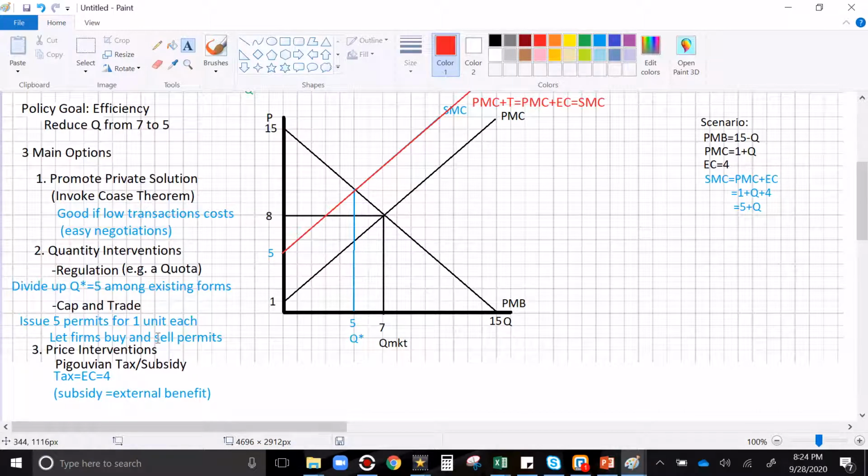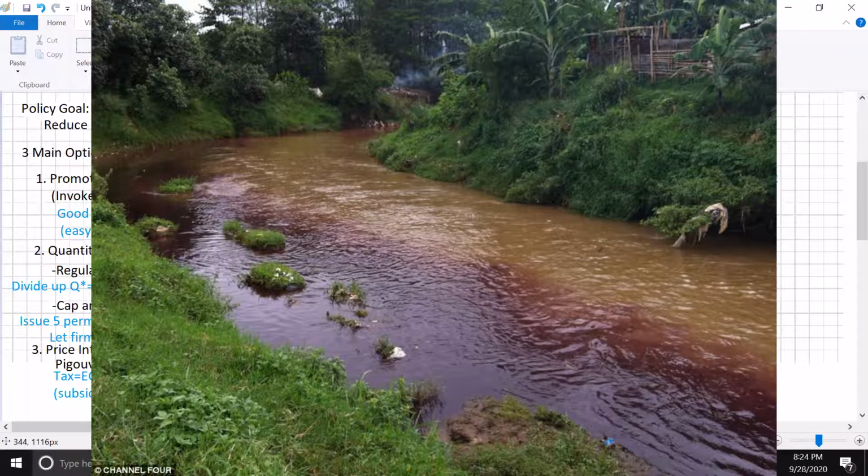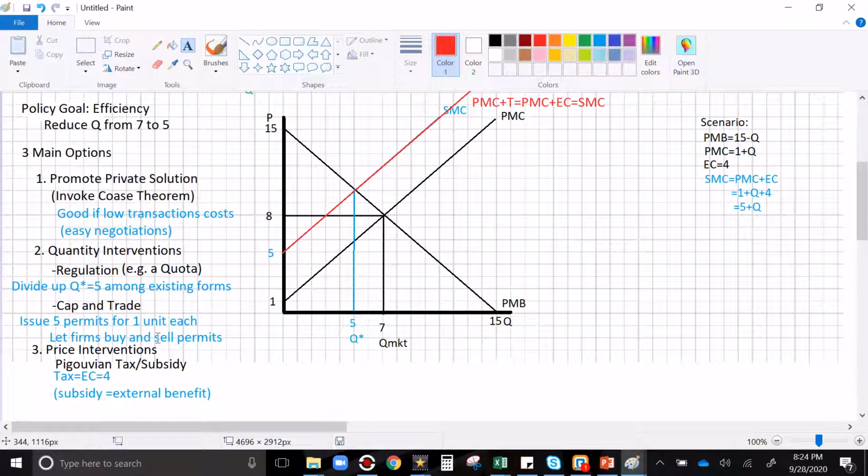But with something like a firm poisoning the river or letting mercury get into the groundwater supply or something like that, some sort of local pollutant, it's often not advisable to let a firm be able to buy the rights to extra pollution because that concentration of pollution is very damaging. So in the case of a local pollutant, we're often more interested in something like a quota where you just limit the quantity.